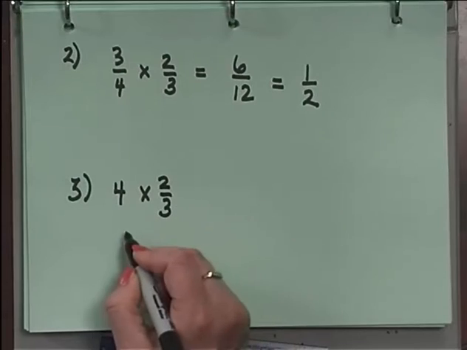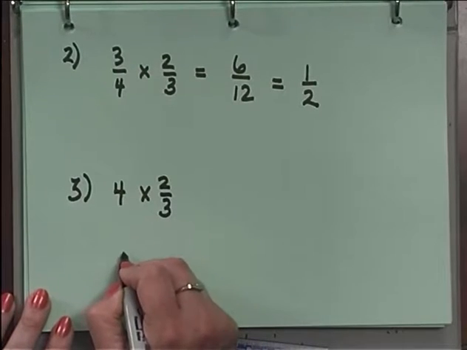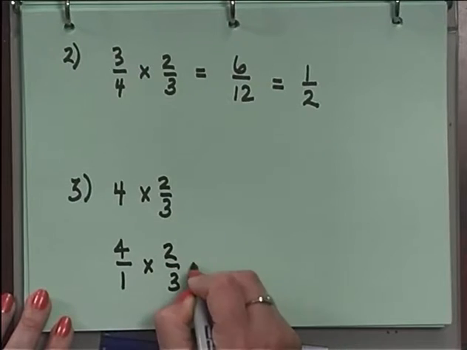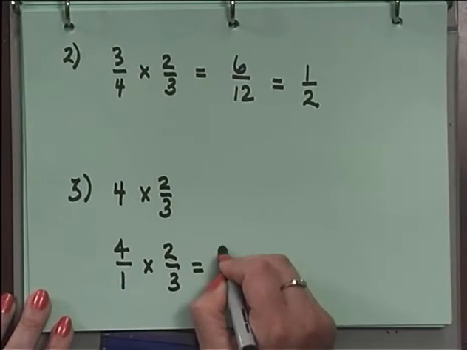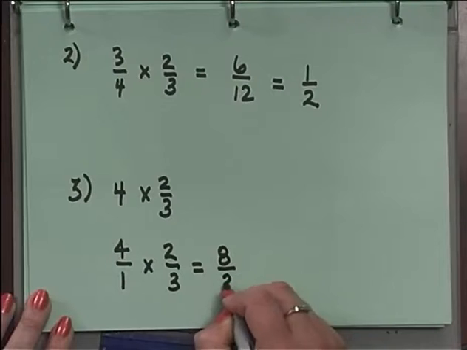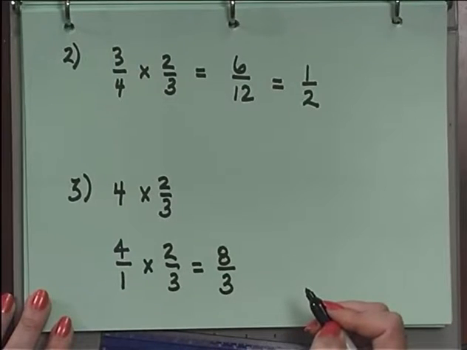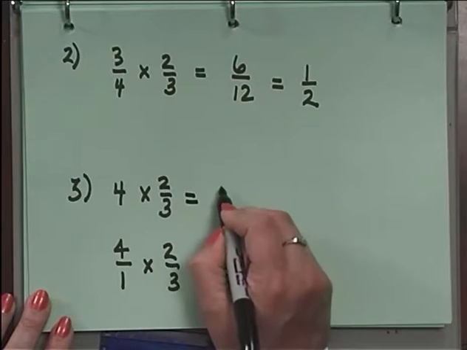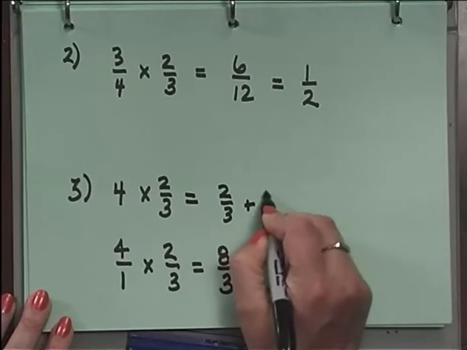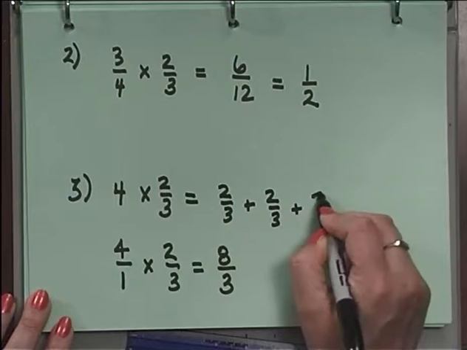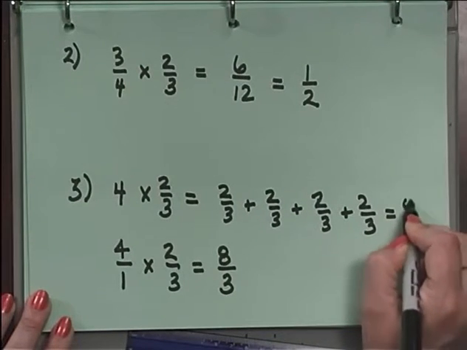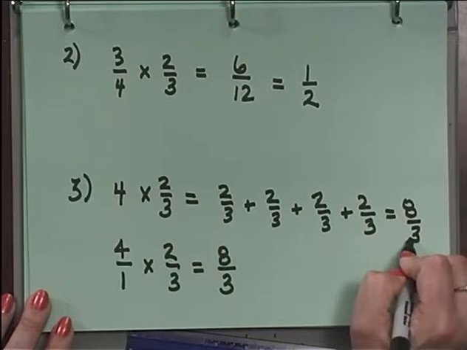Let's look at example 3, where we have 4 times 2/3. Well, to do this particular problem, we can say that 4 can be rewritten as 4 over 1, and then multiply by 2/3. 4 times 2 is 8, and 1 times 3 is 3, so that's 8/3. Well, consider what 4 times 2/3 means. That means 2/3 added to itself 4 times. And wouldn't that be 8/3?